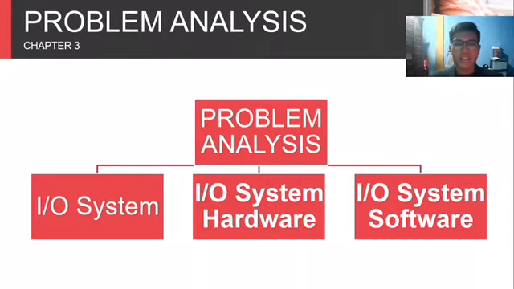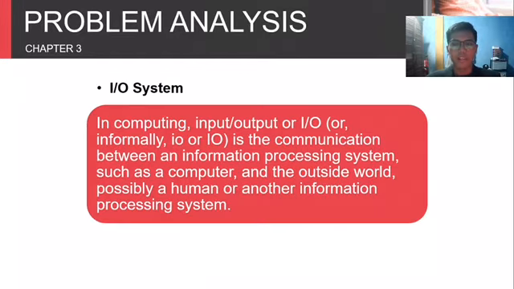In this chapter, the problem analysis consists of I/O system hardware and I/O system software. Next, the first is the I/O system. The I/O system is pivotal in computing. Input or output, or I/O, is the communication between an information processing system, such as a computer, and the outside world, possibly a human or another information processing system.